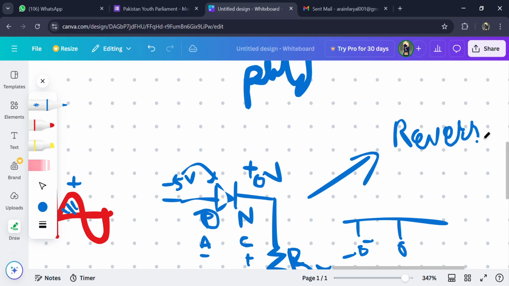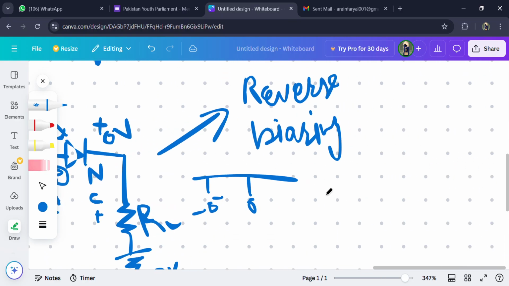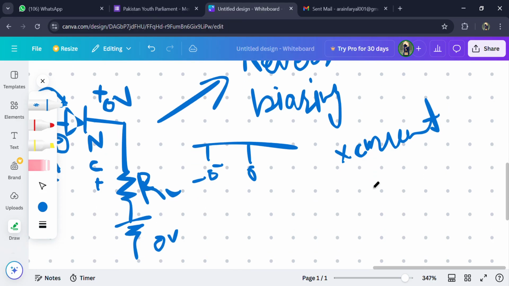Reverse biasing. Because of this reverse biasing, there would be no current that will flow. Since the electrons are not getting attracted, no current will flow simply. Now again, this sort of biasing, the negative cycle of this biasing, will be considered as an open circuit. This device will become an open circuit in this case.